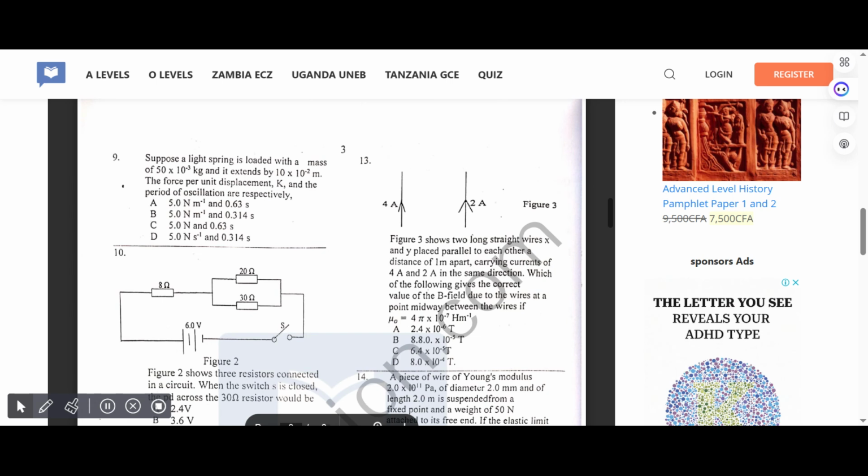Suppose a light spring is loaded with a mass of 50 times 10 to the power minus 3 kilogram and it extends by 10 times 10 to the power minus 2 meters. The force per unit displacement K and the period of oscillation are respectively... Correct answer for 9 is A.